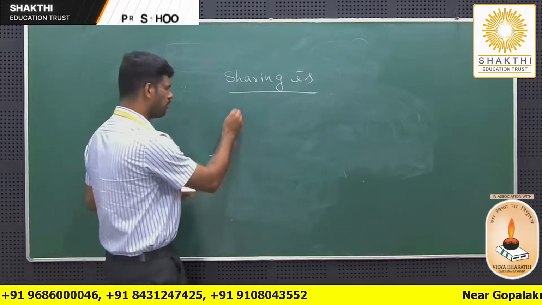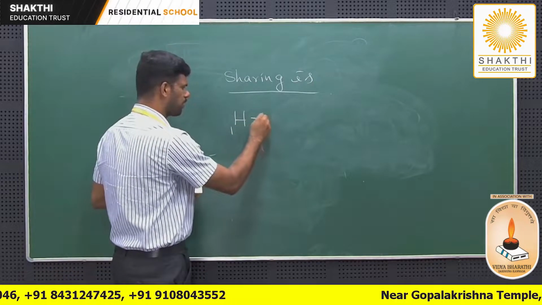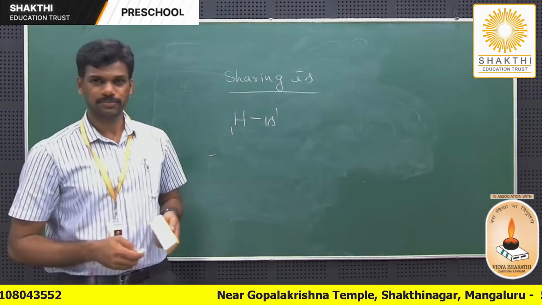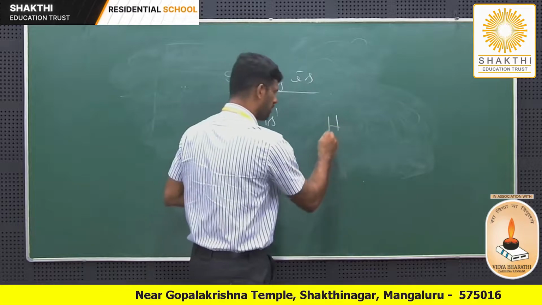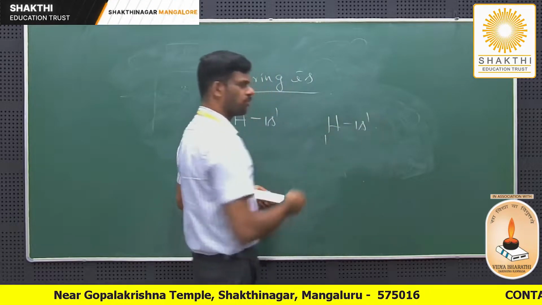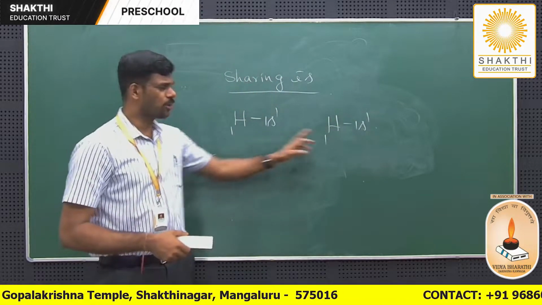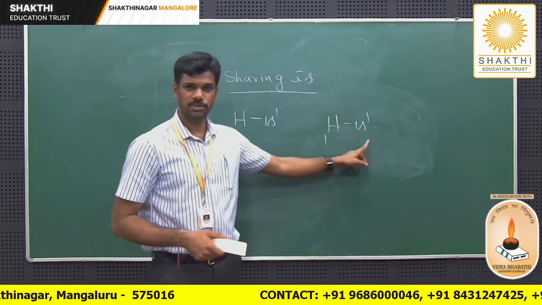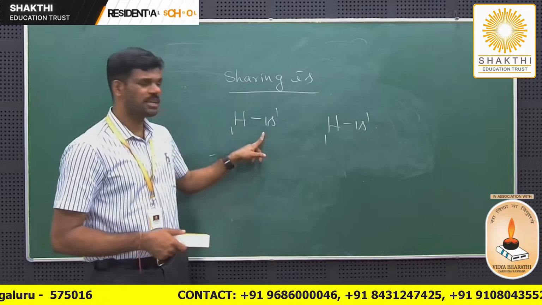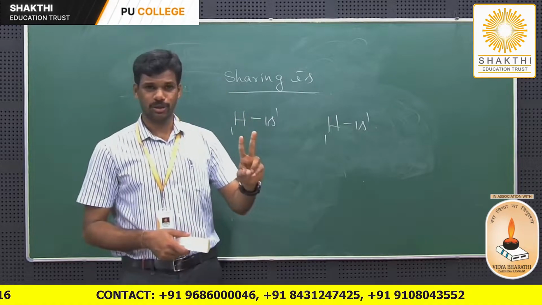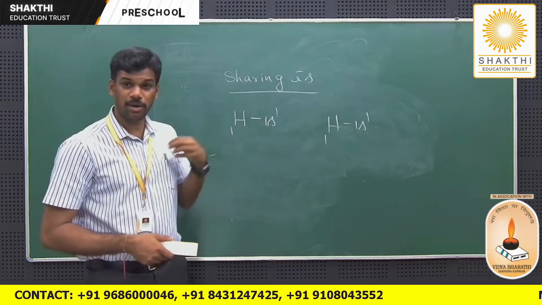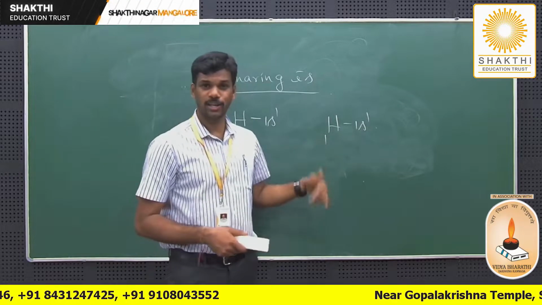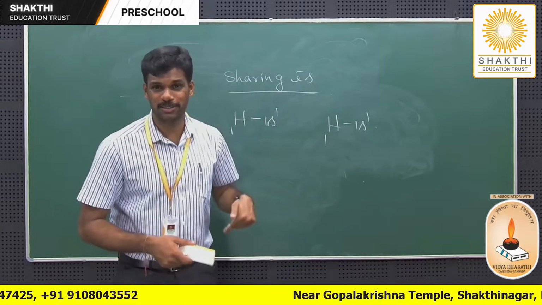Take an example of hydrogen. Atomic number 1, 1s1 is the electronic configuration of hydrogen. Say there are 2 hydrogen atoms. One hydrogen atom is here, another hydrogen atom is here. You all know s orbital can fill a maximum of 2 electrons. So this hydrogen is thinking, I want an electron to be accepted. The other hydrogen is also thinking, it wants an electron to be accepted.